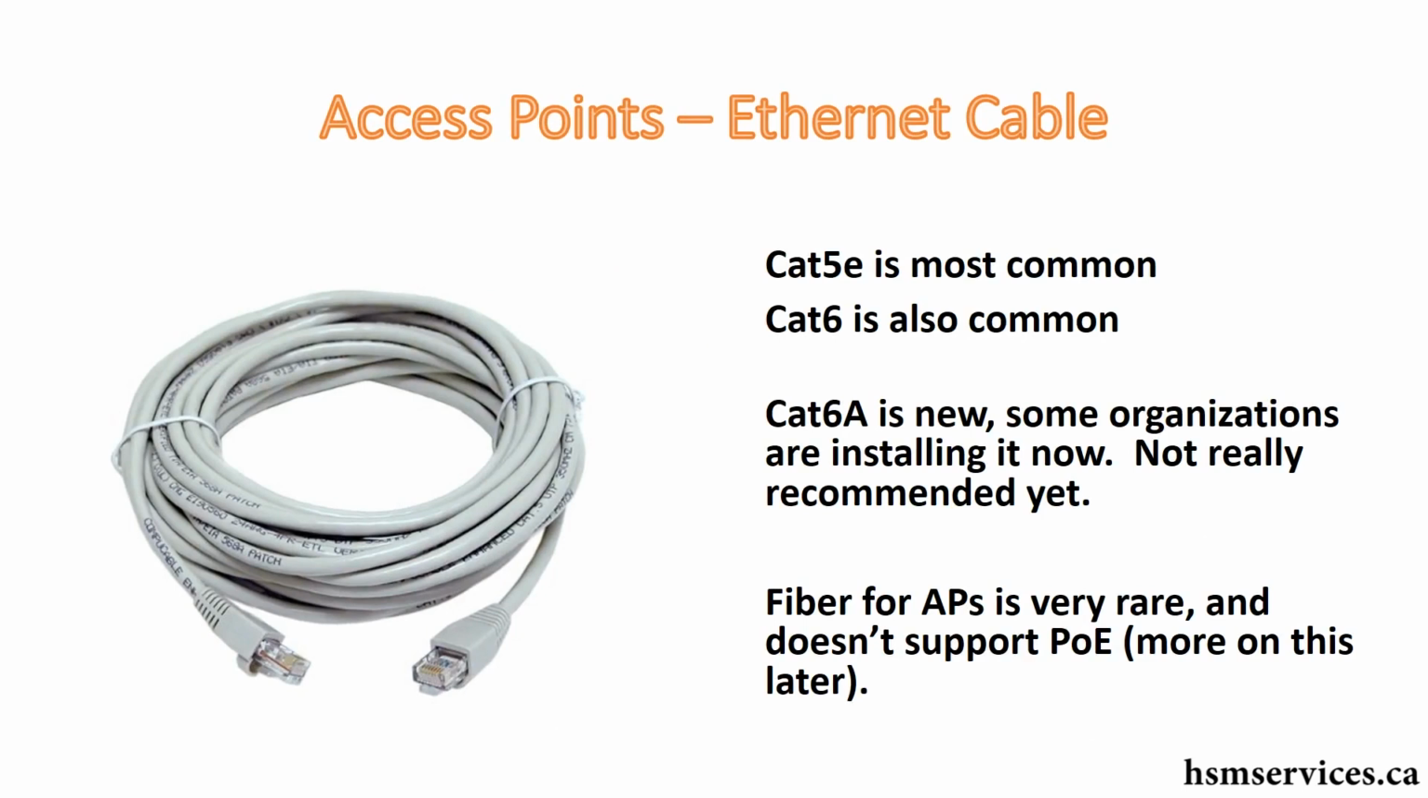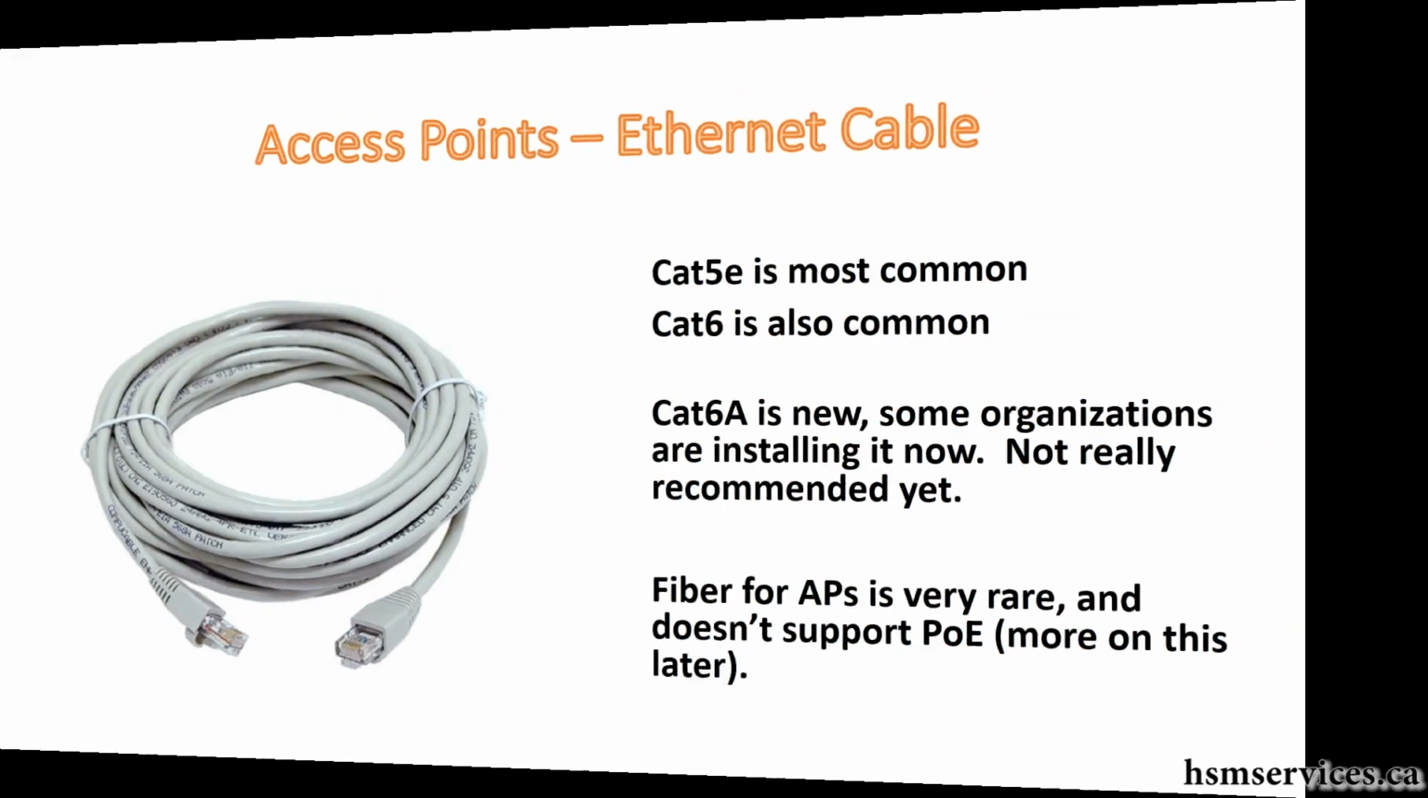Obviously, Cat5e is the most common type of cable, and Cat6 is pretty common. More and more people are using it, and now Belden and whoever else, they're pushing Cat6a. Some people are using it, but I maybe don't think you need it for an AP yet. And again, you can use fiber, but then you need a compatible access point, and of course fiber doesn't support power over Ethernet, which we'll talk about.